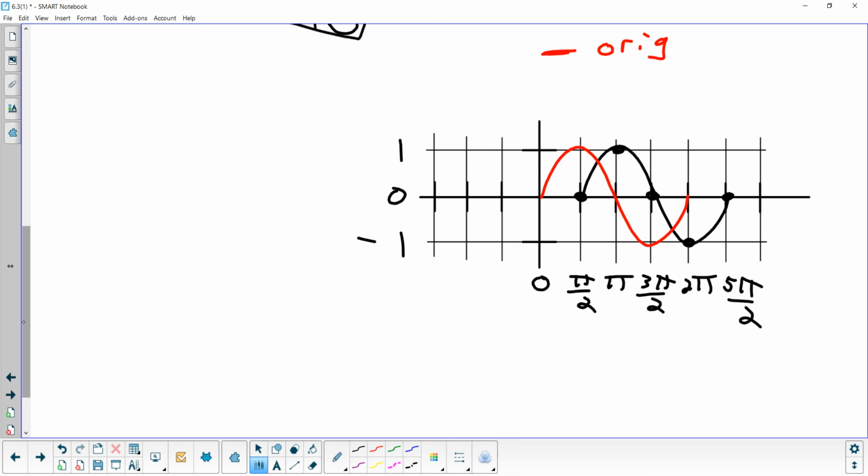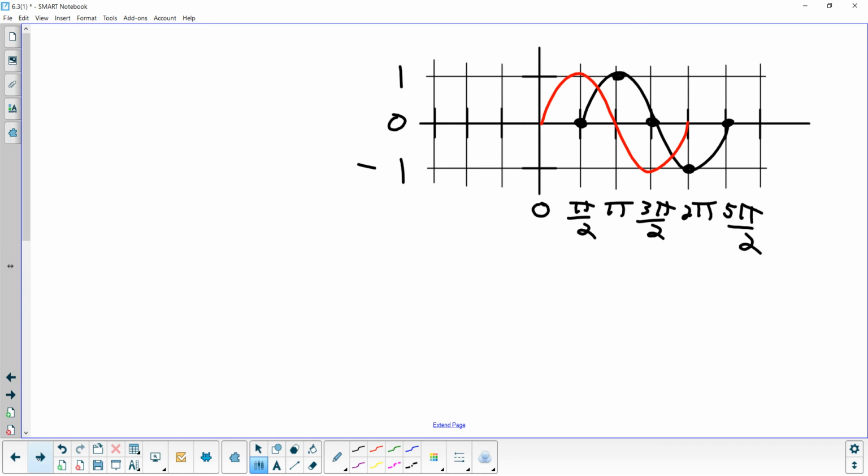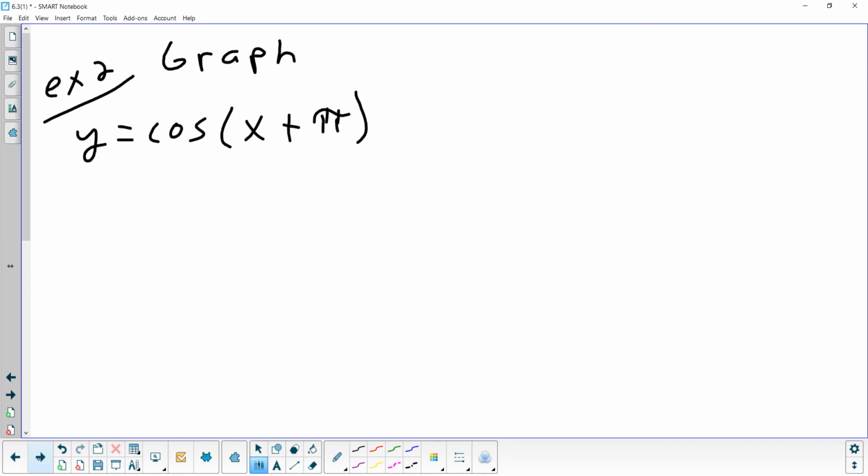Okay. Any question on that one? All right, so let's try another phase shift. We did sine. Let's try cosine. Again, look for the what and the where. What are you doing? You're adding. It's a shift. Where are you doing it? Inside parentheses. It's horizontal. Horizontal shift.